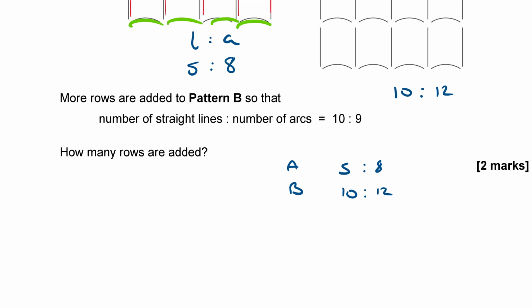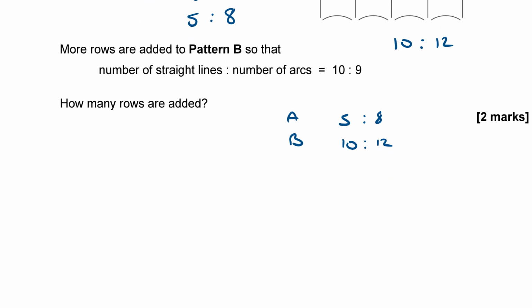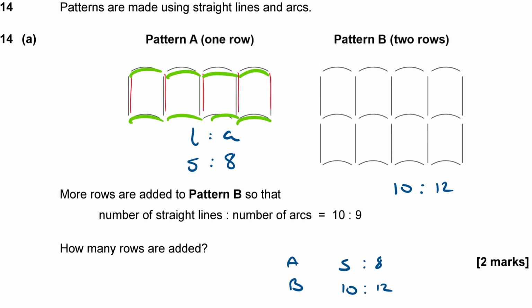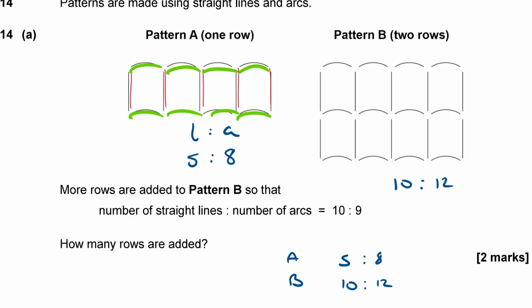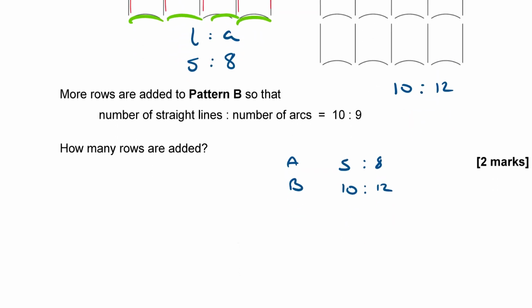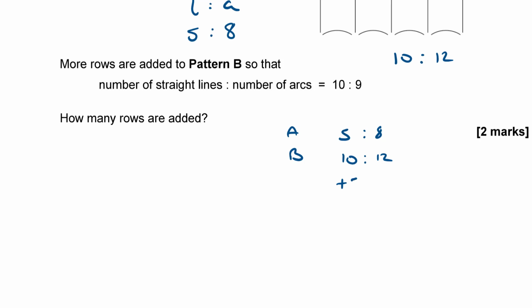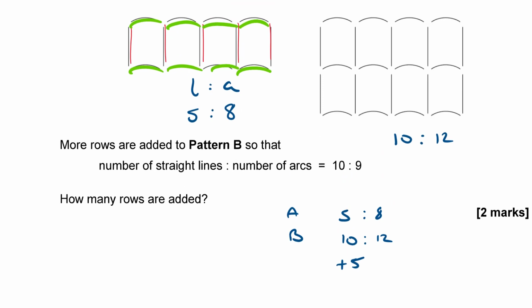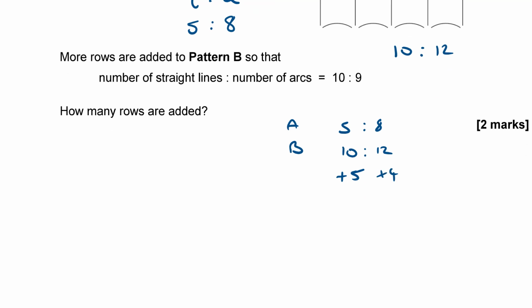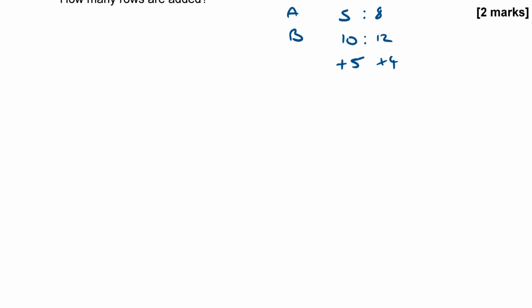I think what we're going to do is go through this sequence until we find one that is in the ratio of 10 to 9. Basically every time we add another pattern, we are going to be adding 5 more lines, aren't we? So this is a +5 sequence. And in terms of the arcs, we're adding 4, aren't we? So this is a +4 sequence. So we've got 2 linear sequences running next to each other. The first sequence is going up in 5s. So it's going to be 5, 10, 15, 20, 25, 30, and so on. And on the other side, it's going up in 4s. So it's going to go 8, 12, 16, 20, 24, 28.